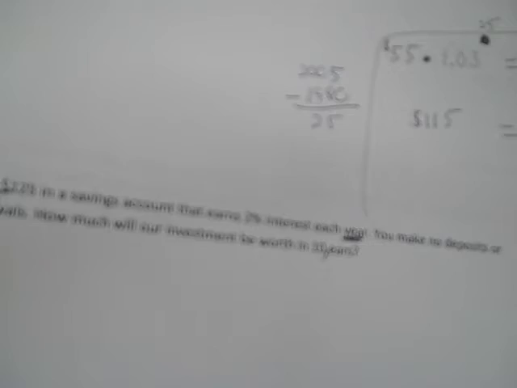Okay, next one. You put $125 in a savings account that earns 2% interest each year. 2% interest means it goes up. You make no deposits or withdraws. How much will our investment be worth in 10 years? I want to find how much our investment's worth, the money amount. So again, we have two units: money and years. X would stand for years, Y would stand for money. Now again, we don't really have dollars per year. What we have each year is a percent.